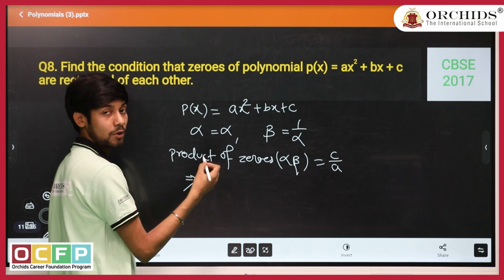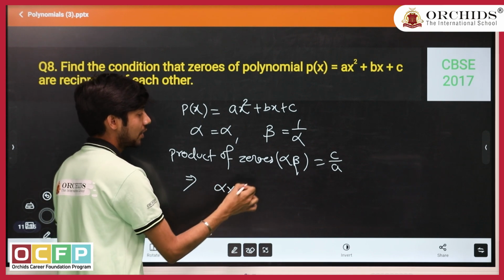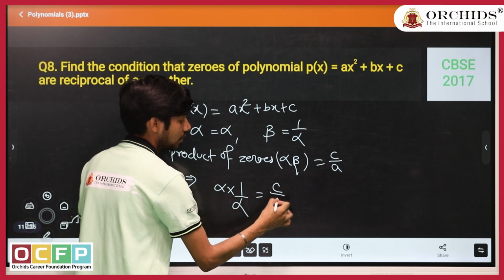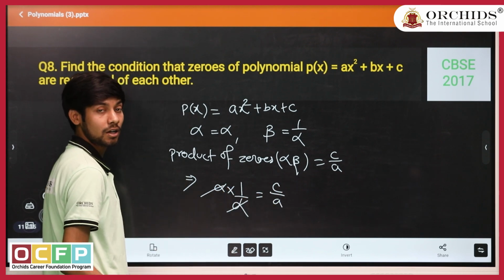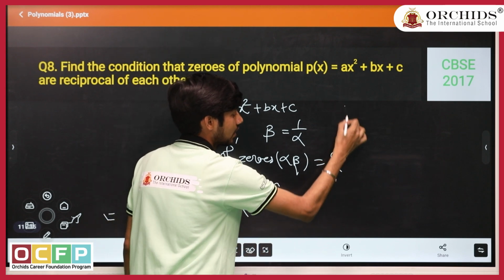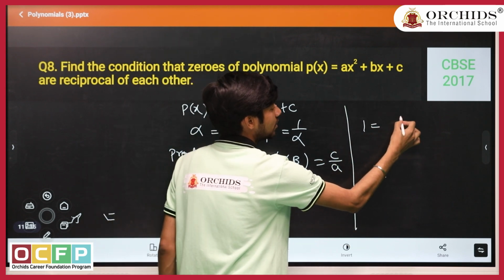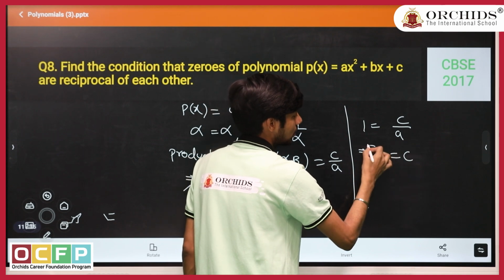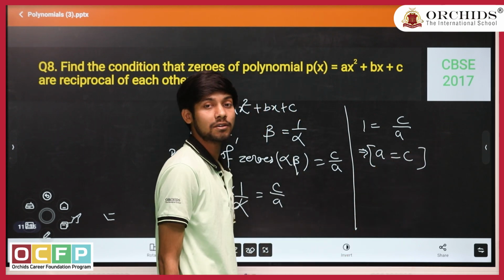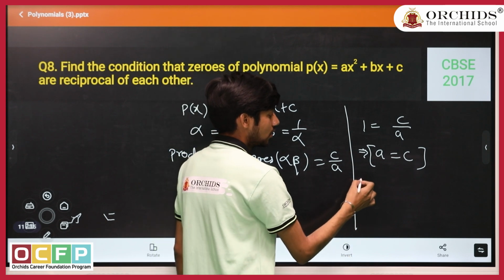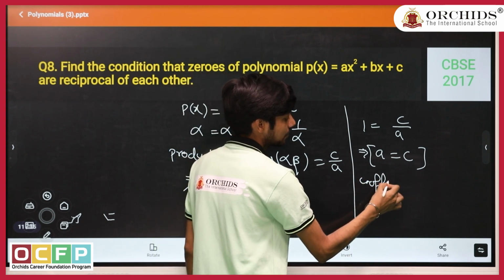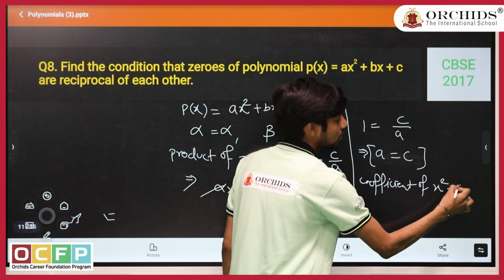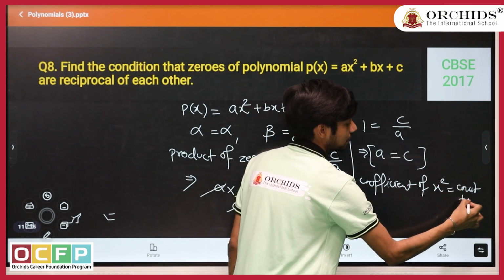So just put values now. Alpha into beta is given as alpha into 1 by alpha is equal to c by a. Alpha and alpha will get cancelled out. So we can write 1 is equal to c by a, or we can write a is equal to c. If we write this in words, we can write coefficient of x square is equal to constant term.